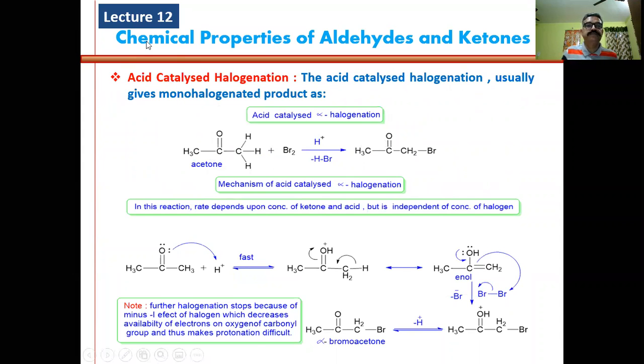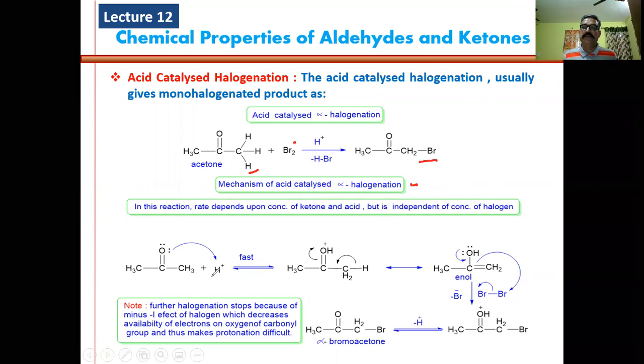ऐसा क्यों होता है? उसका रीजन हम देते हैं, आंसर देते हैं. Mechanism of acid catalyzed alpha halogenation. Let us see the mechanism, then we will get the answer. Monohalogenation, तो आपको understand हो गया. Only one alpha hydrogen atom gets replaced.